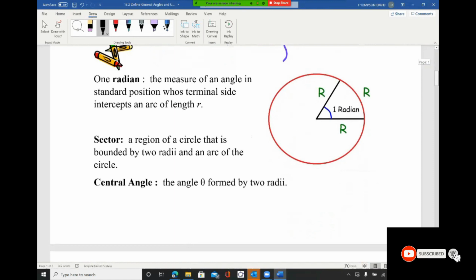1 radian is the measure of an angle in standard position whose terminal side intercepts an arc of length r. In other words, the length of the arc is the same length as the radius. A sector is a region of a circle that is bounded by 2 radii and an arc of the circle. It's almost like a piece of pie. A central angle is the angle formed by 2 radii.